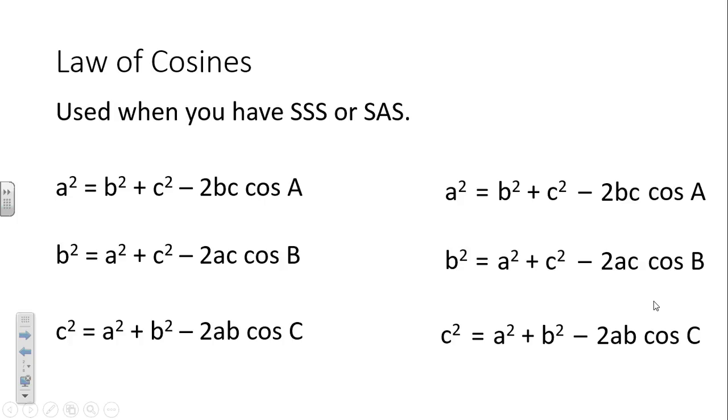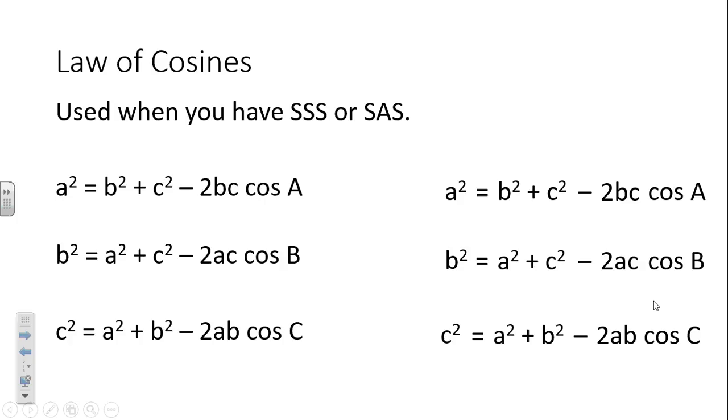But now when we have just side, side, side, or side, angle, side, we have a dilemma because it doesn't work. We were missing an angle in order to get our proportion set up properly, or we have the two sides and the included angle and we don't have a full proportion.